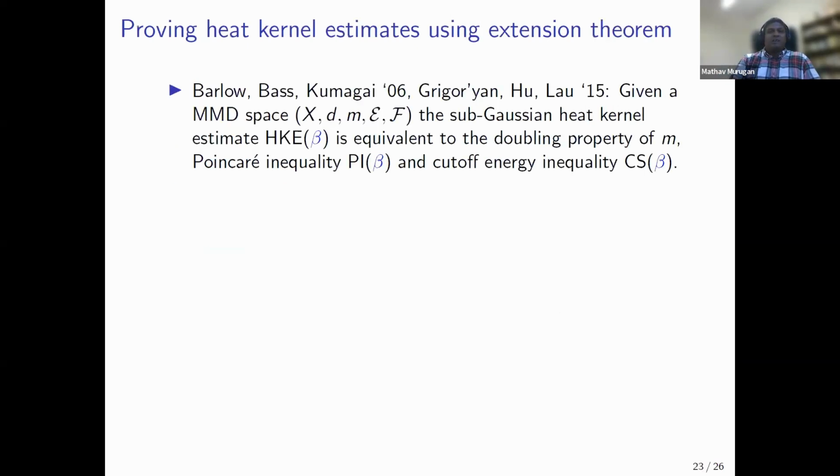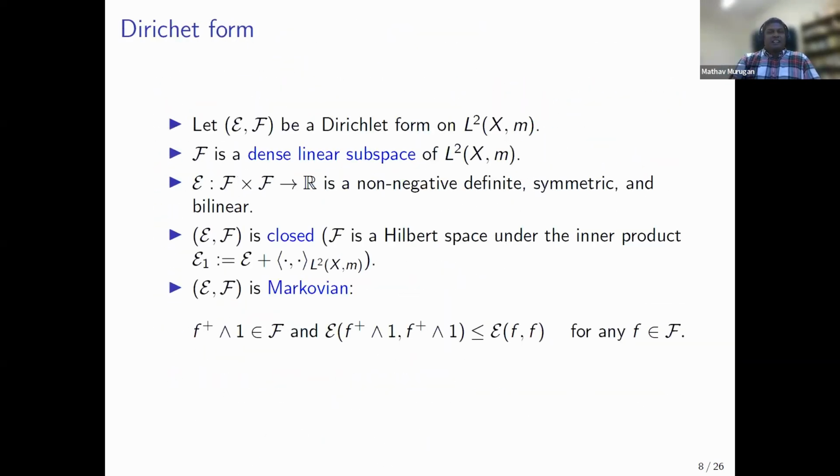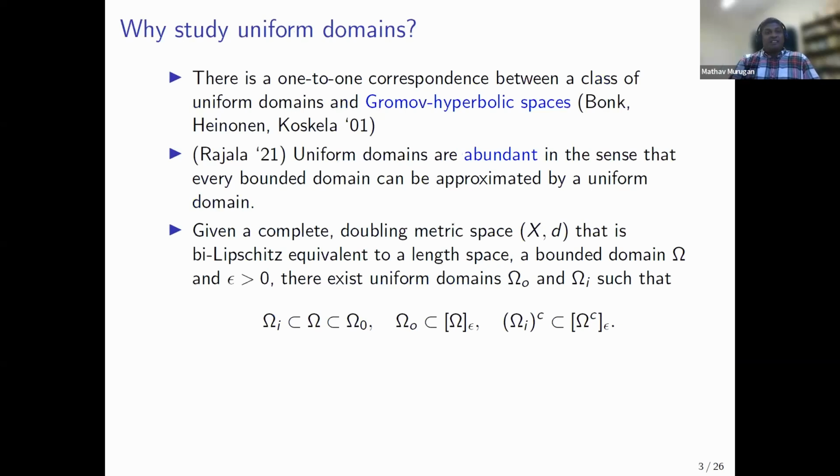And in fact, even though there is this abstract result of Rajala that tells us that every bounded domain can be approximated from inside and outside by uniform domains, it's hard to write down exactly what these domains are. This is some abstract construction where these domains are constructed using some limiting arguments.